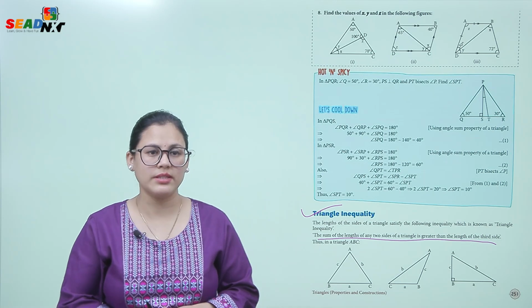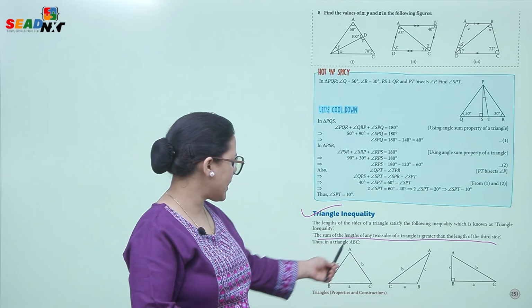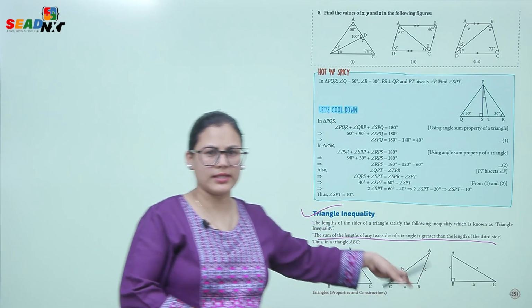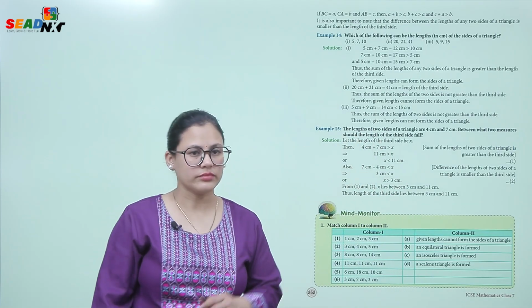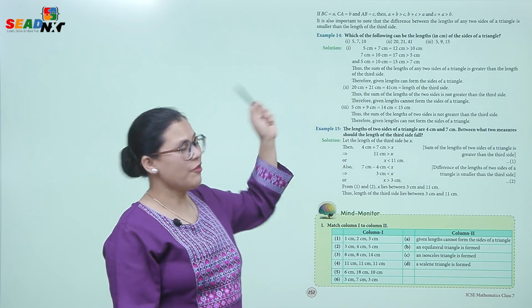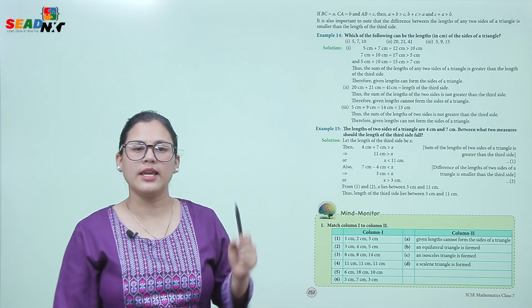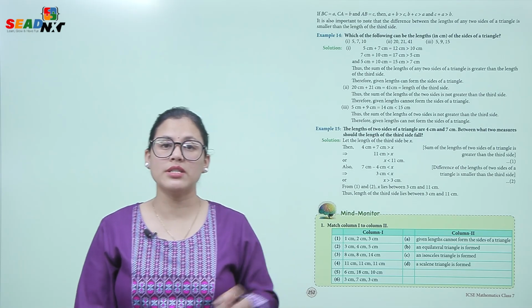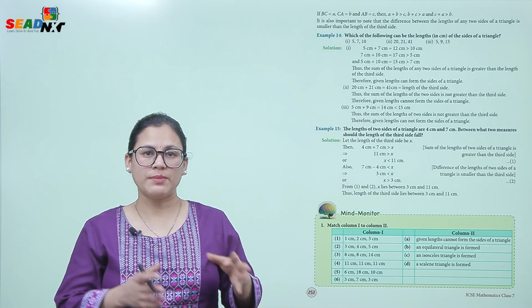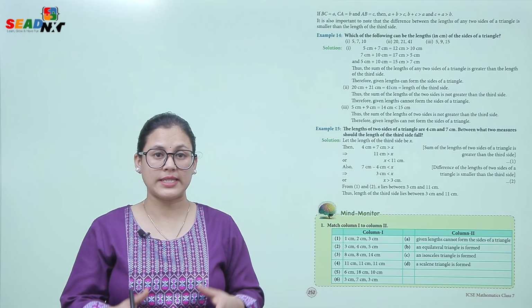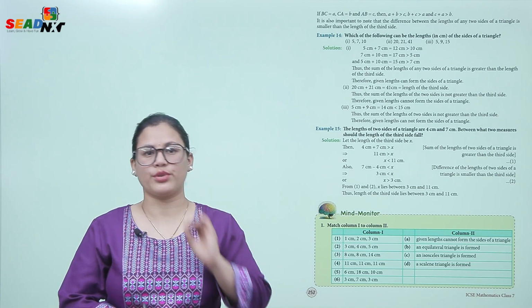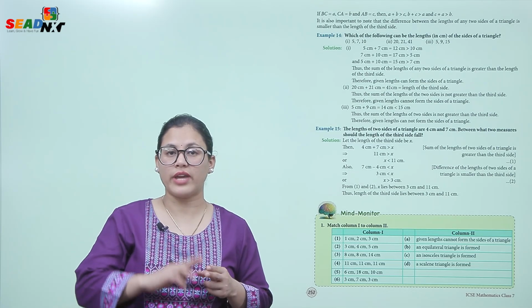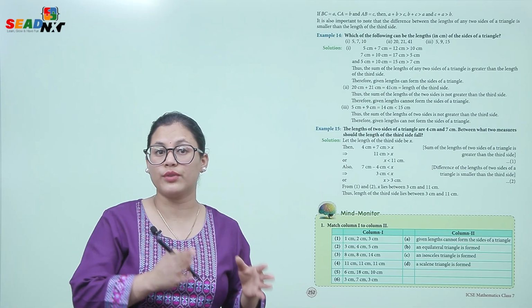Okay. Thus in a triangle ABC, see, this is ABC. So, what does it say? If BC is equal to a, CA is equal to b, and AB is equal to c, then a plus b is greater than c, or b plus c is greater than a, and c plus a is greater than b. So it is also important to note that the difference between the lengths of any two sides of the triangle is smaller than the length of the third side.